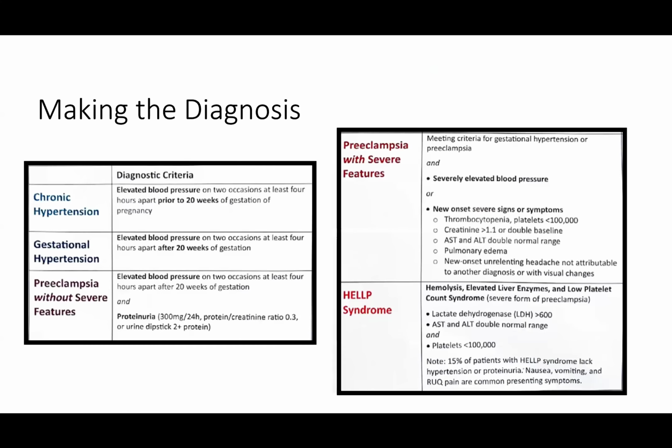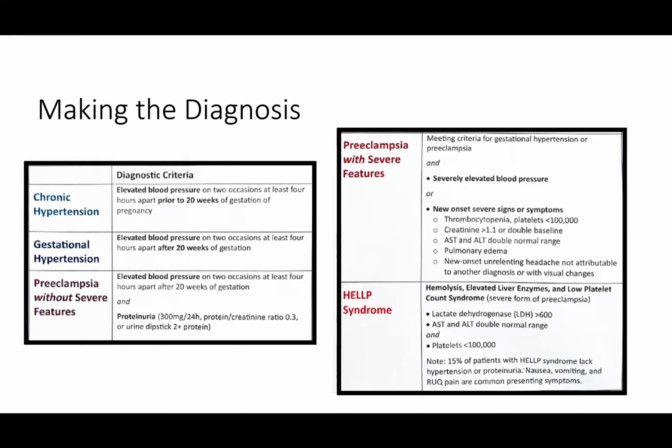Next one. Making the diagnosis. So I cheated. I pulled this out of something, I think from AIM. I think AIM gave us this beautiful little color-coded chart. This slide is very busy. It's a lot of information. I'm going to run through it briefly, but this is something you should be able to easily access.